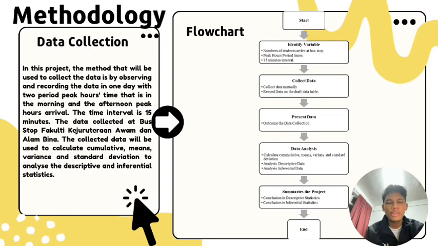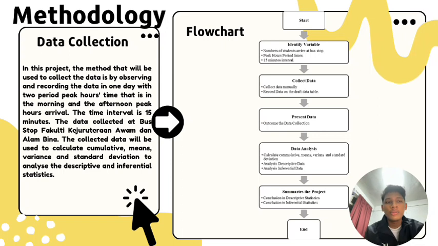Hi, my name is Muhammad Hanim Najmi Asri, DF220147. Today I will present the methodology of the project. First, data collection. For this project, the method we use to collect the data is by observing and recording the data in one day with two different peak hours, that is the morning and the afternoon peak hours of bus arrival.